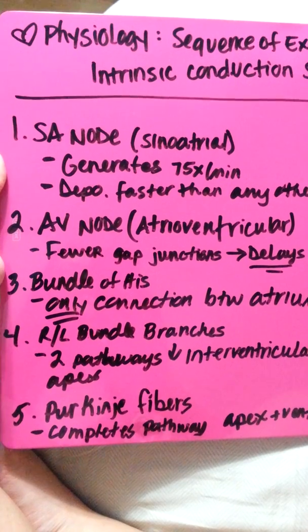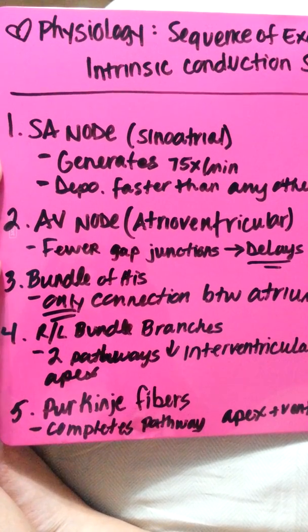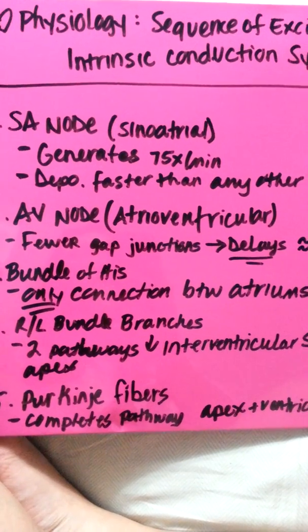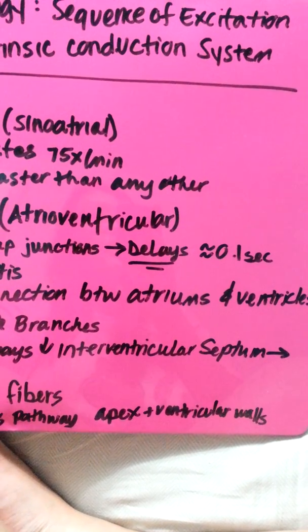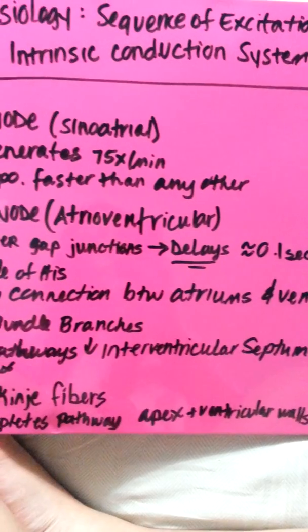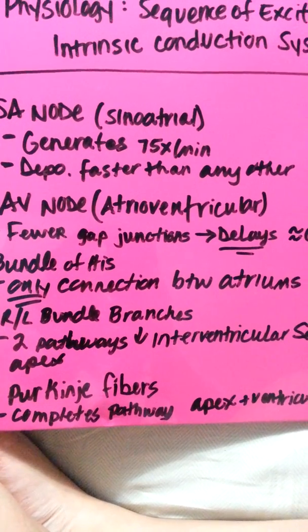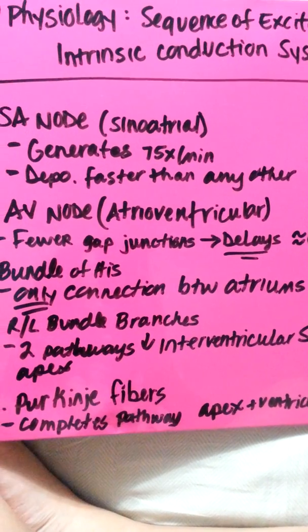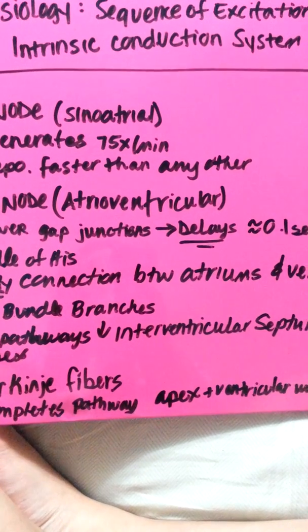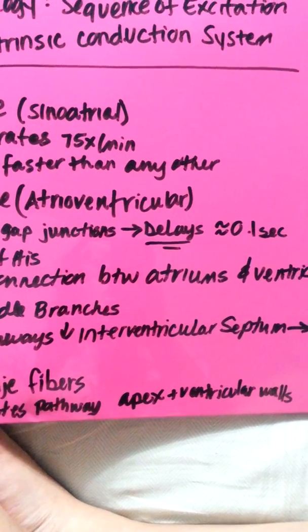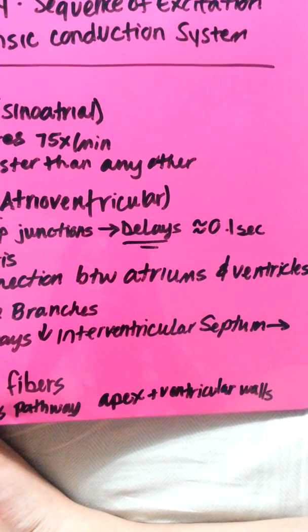The fourth is the right and left bundle branches. This is basically 2 pathways down the interventricular septum, through which the impulse travels towards the apex. And then the last is the Purkinje fibers, which completes the pathway of the impulses, apex to the ventricular walls.